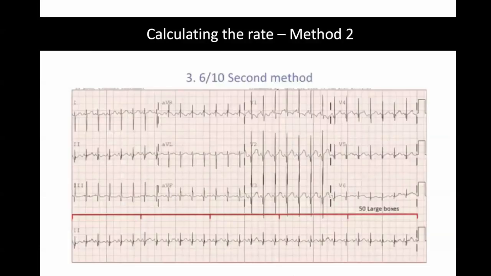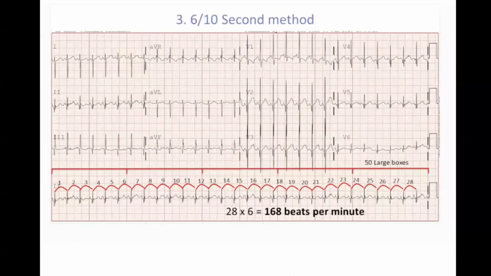The rhythm strip method. To use this method, you will need a 10-second rhythm strip. Count the number of R waves, the number of complexes in that 10-second rhythm strip, and then multiply it by 6. This method is very useful for slow and irregular rhythms.